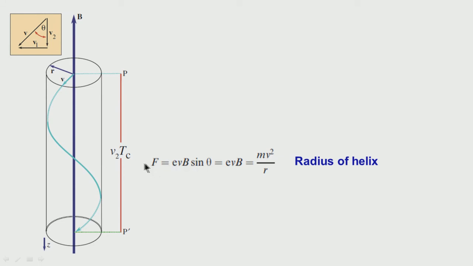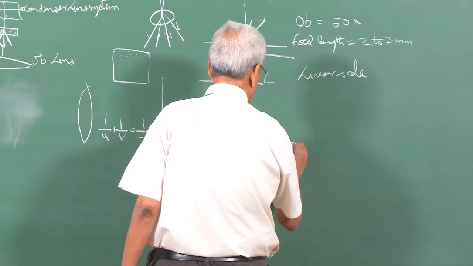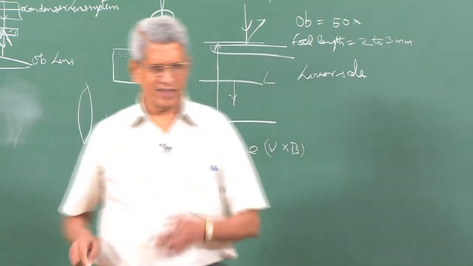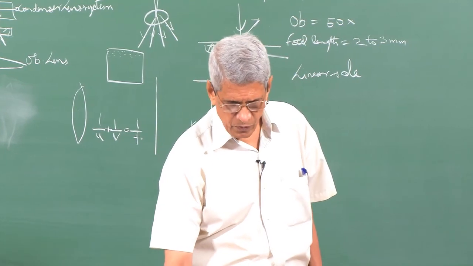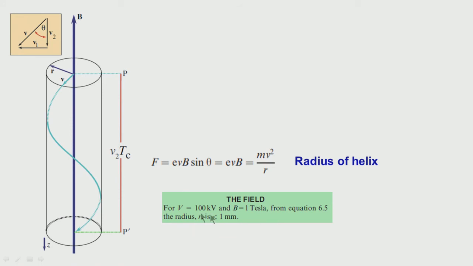This is the expression which we can write: the force equals E V B sin theta, where theta is the angle between velocity and B. It can be written as F equals E into V cross B. If you take the magnitude of V cross B, it is nothing but V B sin theta. So, it will be a helix.